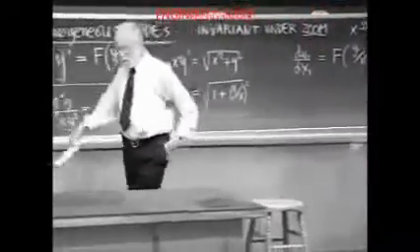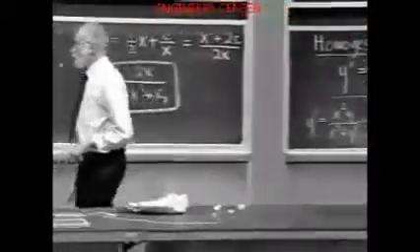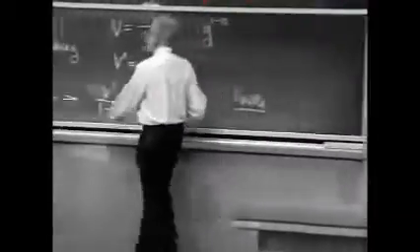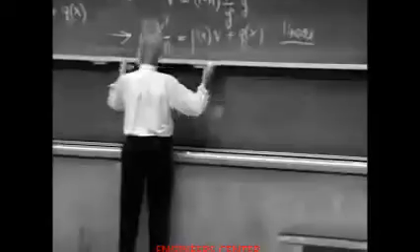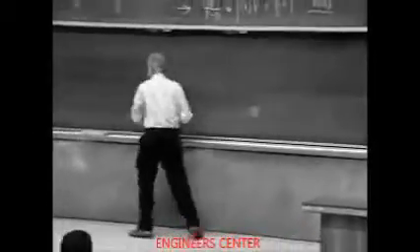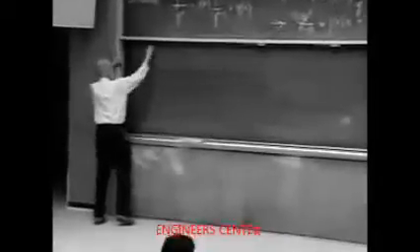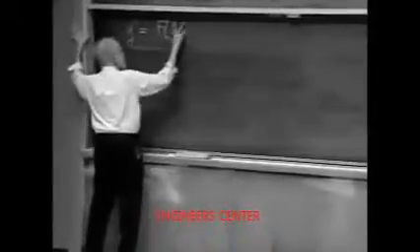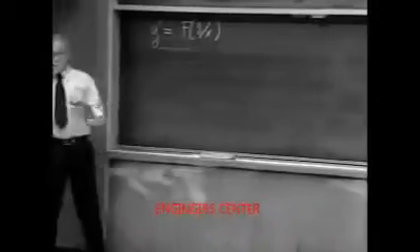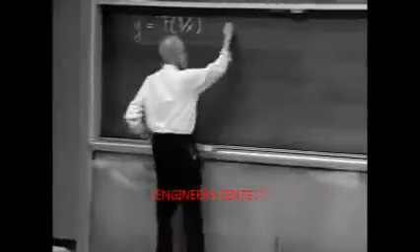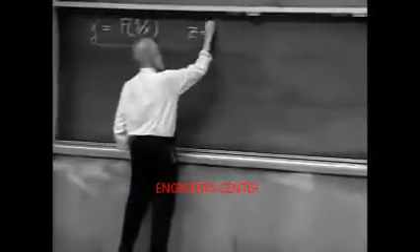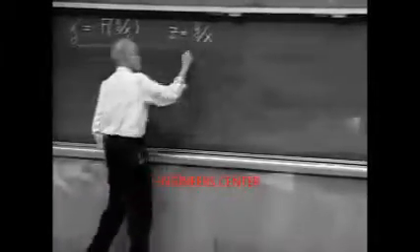Okay, so suppose we've got a homogeneous equation. How do we solve it? So here's our equation, dy over dx equals f of y over x. Well, what substitution would you like to make? Obviously, we should make a direct substitution, z equals y over x.